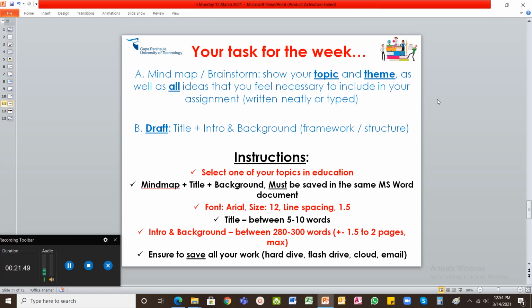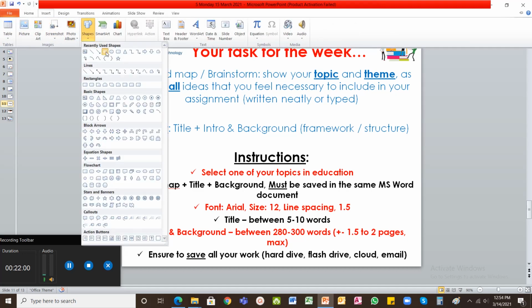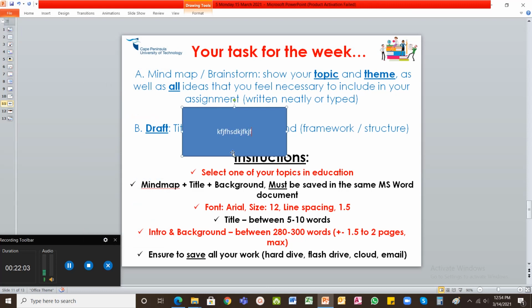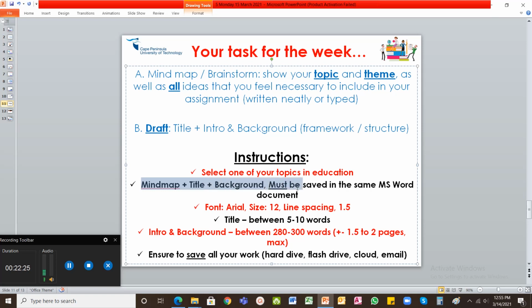Or you can use your computer literacy knowledge and create a mind map inside of Microsoft Word using shapes. So for example, you will go to Insert, Shape, use a simple block, and you will put in your theme over there, and you will then use more blocks to create your branching out of ideas, right? If you get stuck with that, you can just WhatsApp me and I'll assist you to create it electronically. If you're going to write it, write it very neatly, and it must be on one page. So your mind map, your title, and your background must be saved in one document in Microsoft Word.